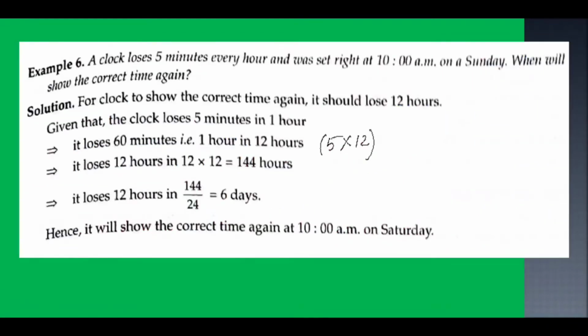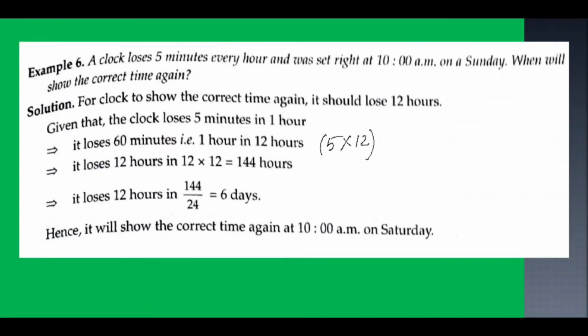The clock loses 5 minutes in every hour and was set right at 11 a.m. on Sunday. When will it show the correct time again? So here we should note that the clock is losing 5 minutes and was set right at 11 a.m. on Sunday. When will it show the correct time?